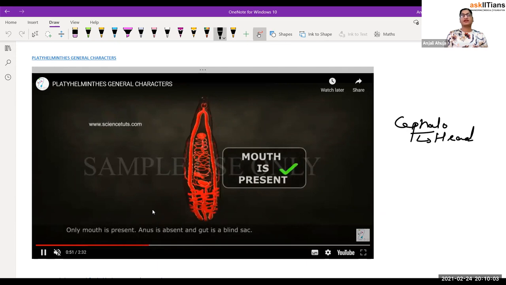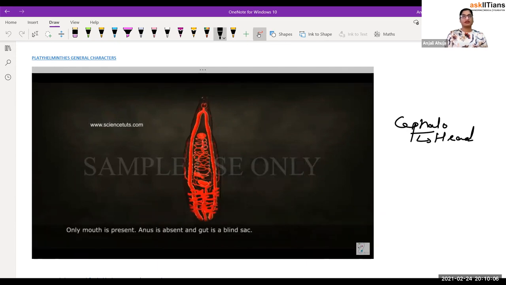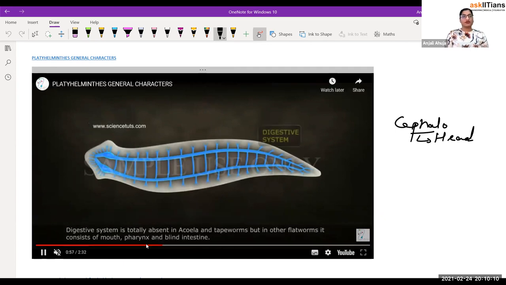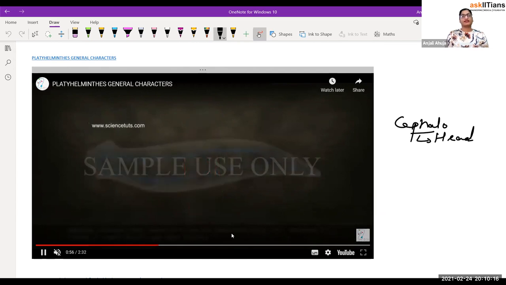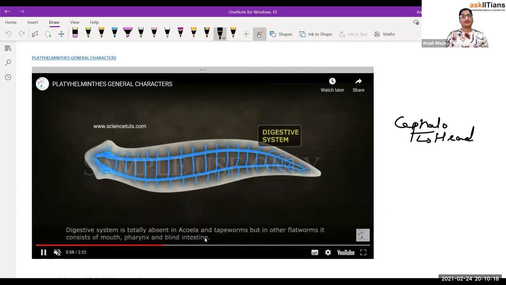So parenchyma is not the plant tissue. Parenchyma is another fluid which is present in them, so we use a general term for that. Anyways, there was more properties written up there: their mouth is present, anus is absent. So the gut is a blind sac, meaning they have an incomplete digestive system.